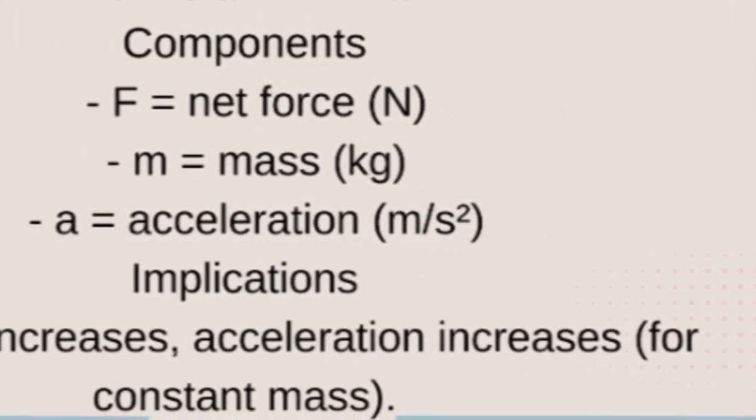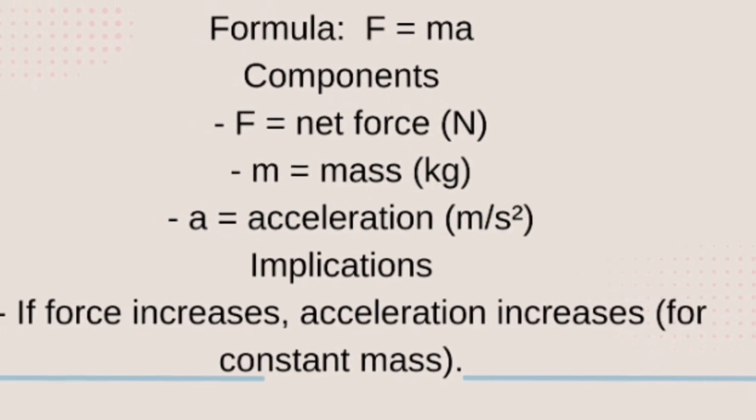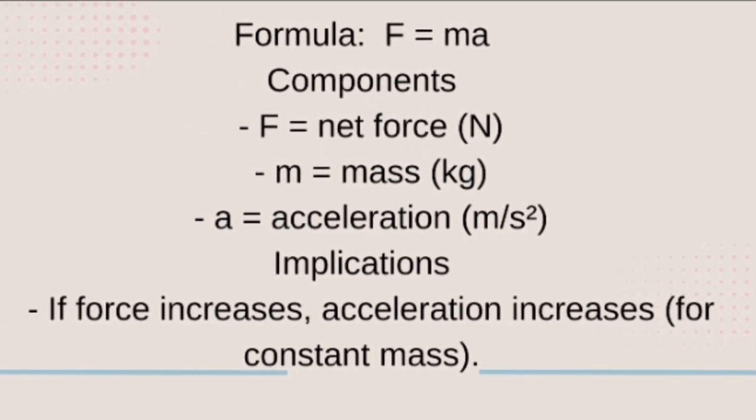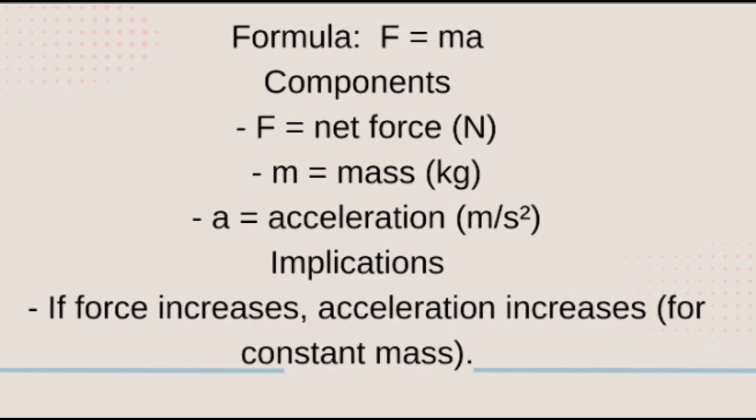Moving on to Newton's second law, which can be expressed with the formula F equals ma. Here, F represents the net force measured in newtons, m is the mass in kilograms, and a is the acceleration in meters per second squared. This equation tells us that if we increase the force acting on an object while keeping its mass constant, the object will experience greater acceleration.